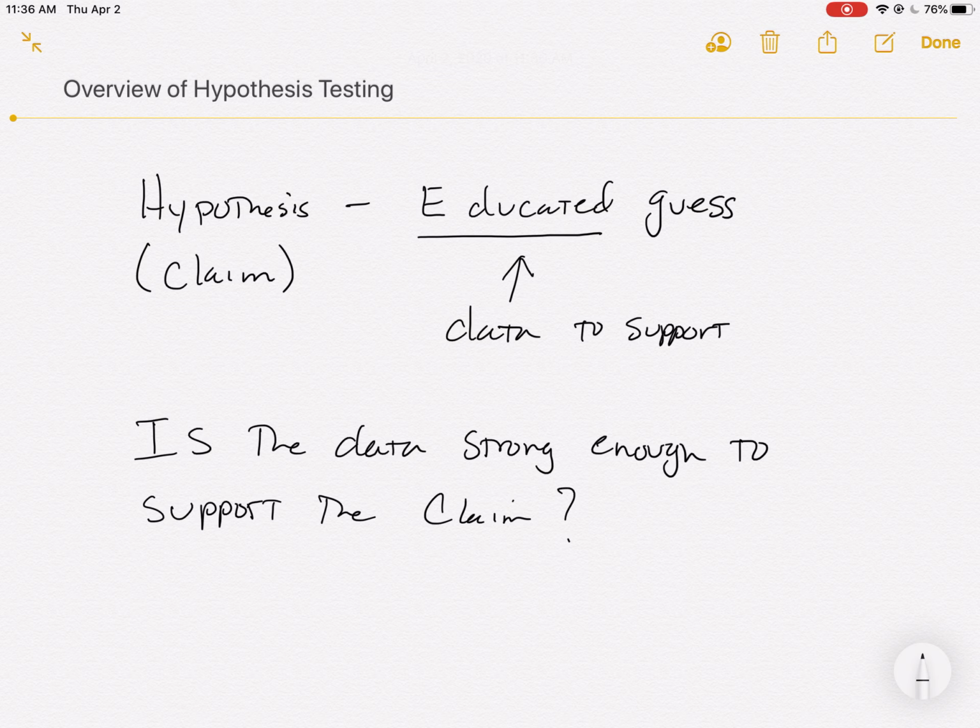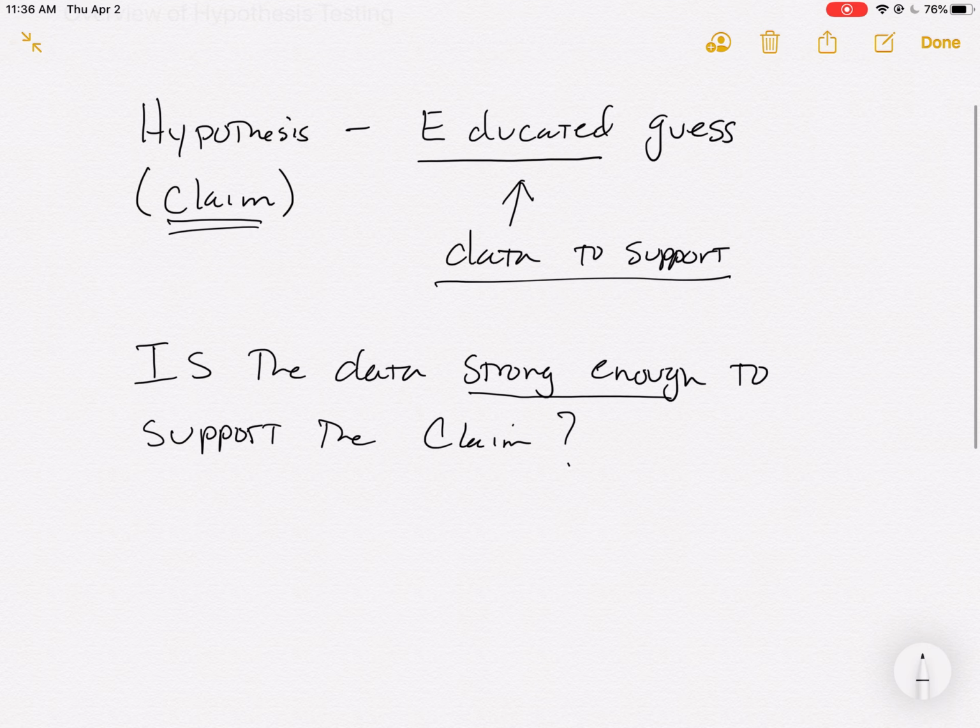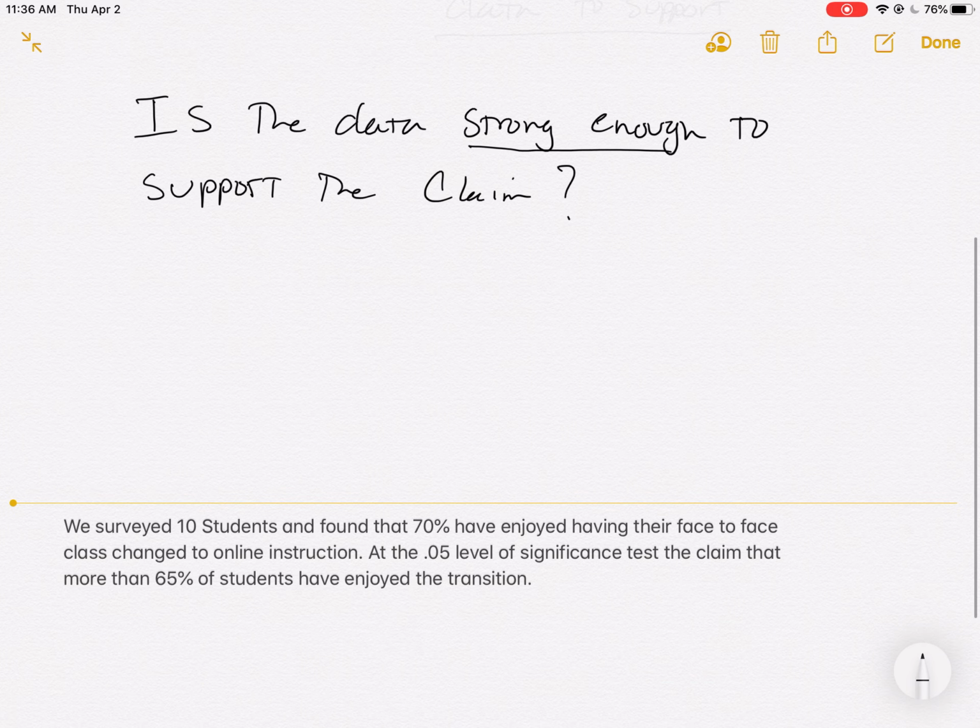You would never make that hypothesis without seeing some data. Now I say you'll never make it, but we're not going to be the ones making the hypothesis. The hypothesis or the claim will be given to us in every problem. The data that we need to support it will also be given. Our job is to know how to go through and test whether the data is strong enough to conclude that the claim is true or potentially that the claim is false.